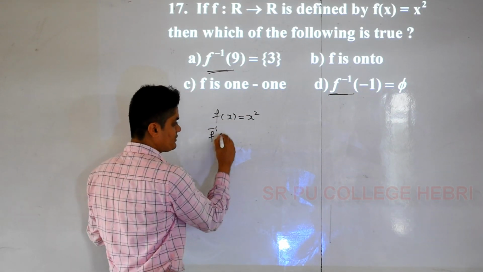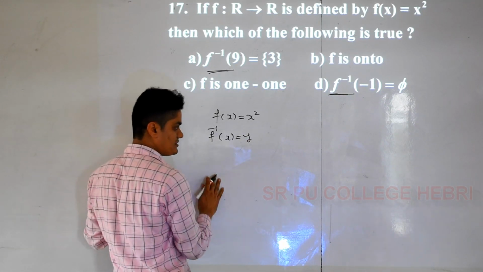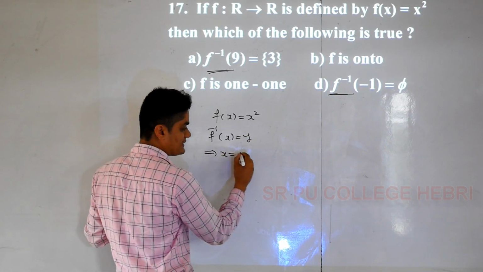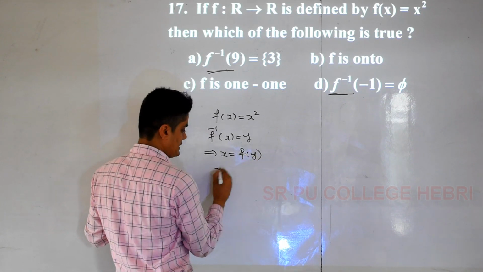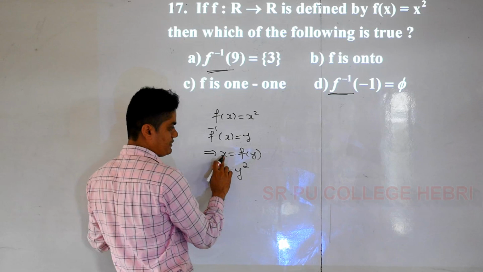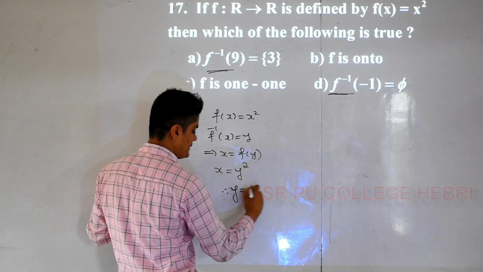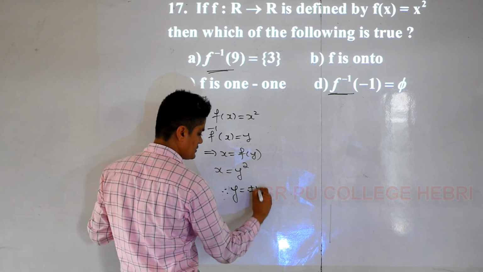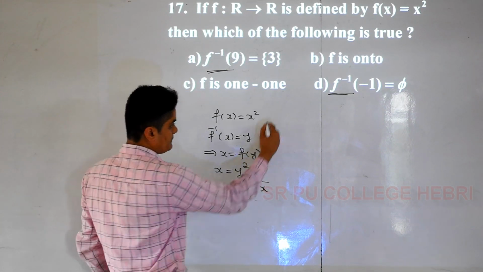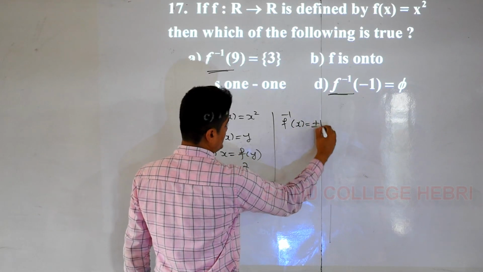I hope you know how to find the inverse because you did this for the regular exams. Take f inverse of x is equal to y. This implies x is equal to f of y. x is equal to y square, right? So therefore, what is y? Plus or minus square root of x. So because of this, you can write f inverse of x is equal to plus or minus square root of x.